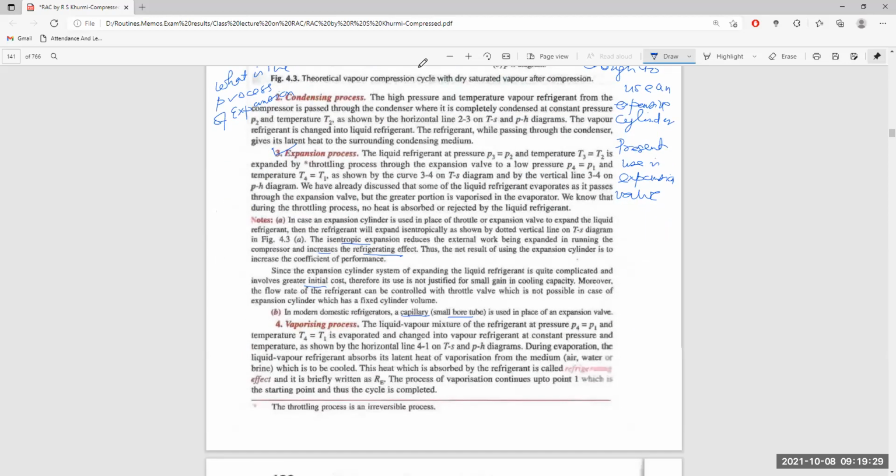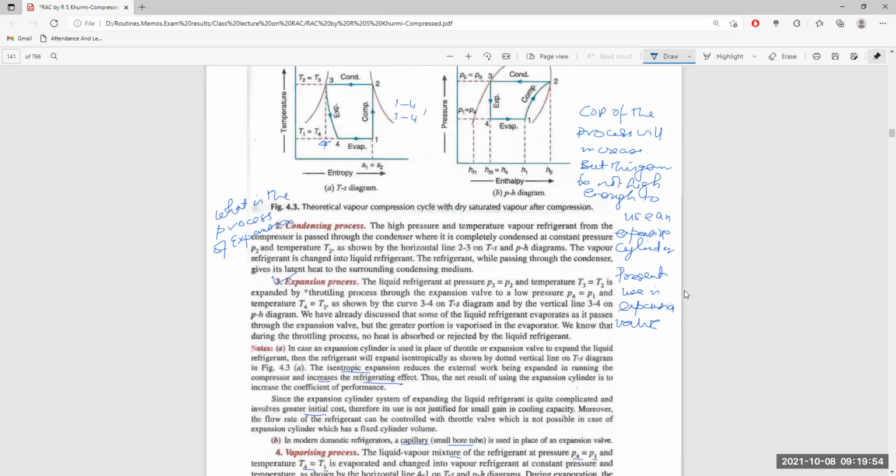Next comes the vaporizing process. Here, the liquid vapor mixture of the refrigerant at pressure P4 and temperature T4, which is equal to T1, is evaporated and changed into vapor refrigerant at constant pressure and temperature. So what are we doing here? This is the expansion process, the evaporation process.